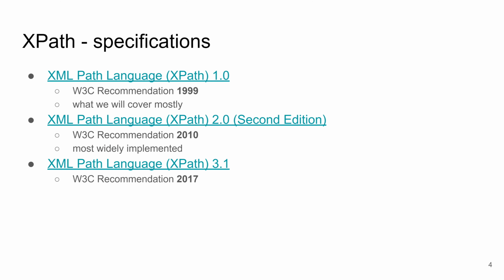This brings us to the specifications of XPath. Once again, XPath has various versions, and all of those are W3C recommendations. What we will see today is mostly XPath 1.0. The most widely implemented version is XPath 2.0, and the most recent version, which gets implemented already in some commercial tools, but starts to make its way into free tools as well, is XPath 3.1.